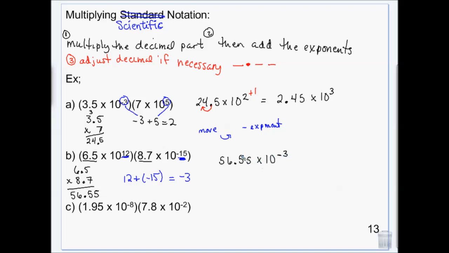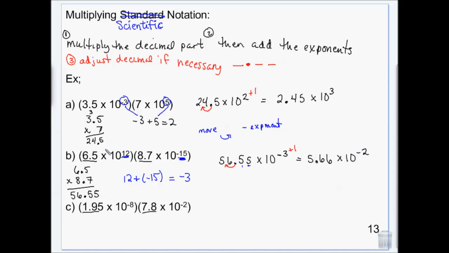But I need to move this over 1. And then I'm also going to have to round because I don't want more than 2 decimal places. So this 5 is going to round that 5 up. So it's going to be 5.66 times 10. I moved one place, so I add 1 to the exponent, so it would be negative 2.